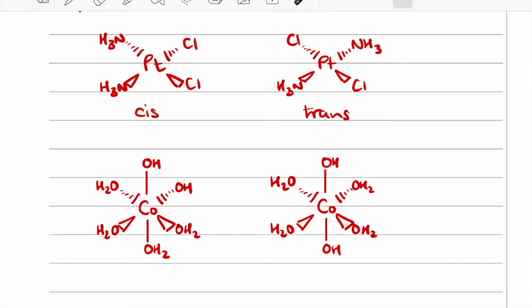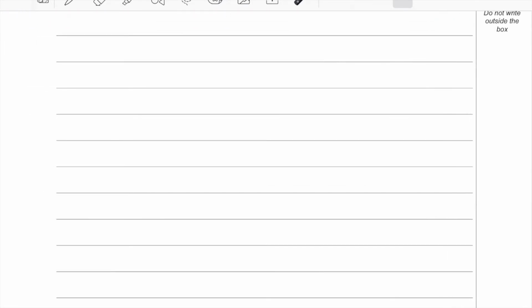So now we've got to go on to the optical. So I'm going to change the page there. Now, optical isomerism can occur in octahedral shapes.